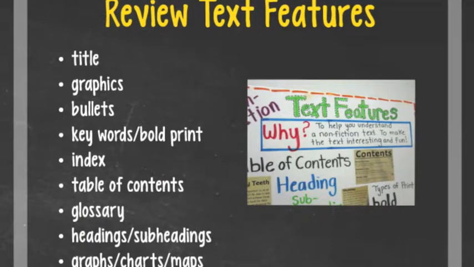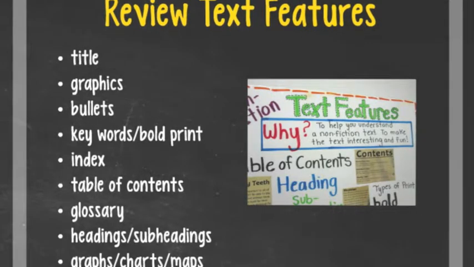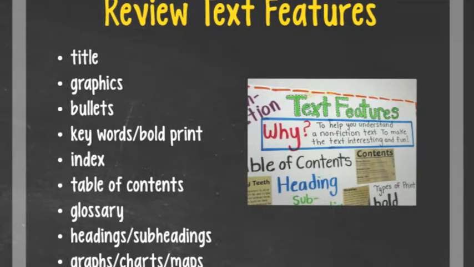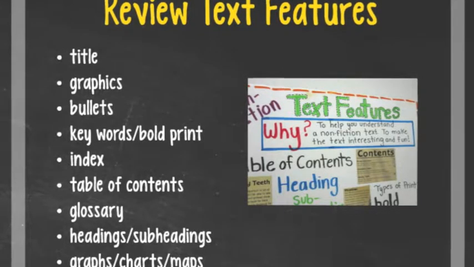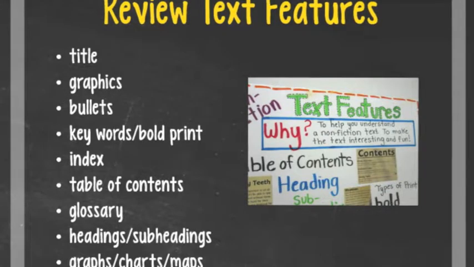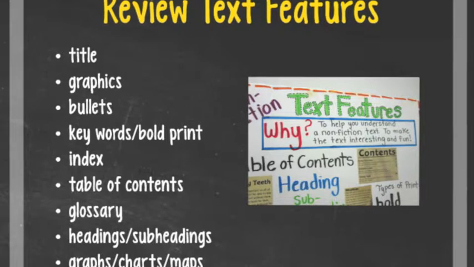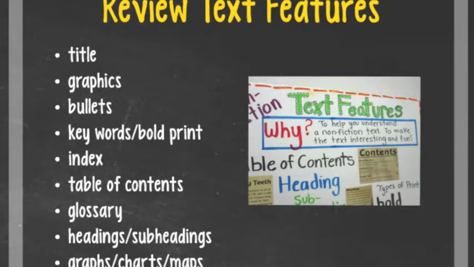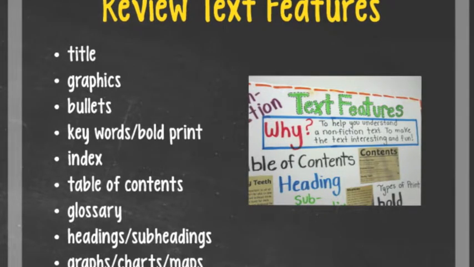So the first strategy I want to talk about is something that we should all be pretty familiar with, and that's just the use of text features when you're talking about informational text. Some of the main text features that come to mind are titles, graphics, any images that have been included with a piece of writing, bullet points, keywords, which are usually indicated by bold print, as well as the index, table of contents, and glossary. And then you also have headings and subheadings and graphs, charts, and maps.